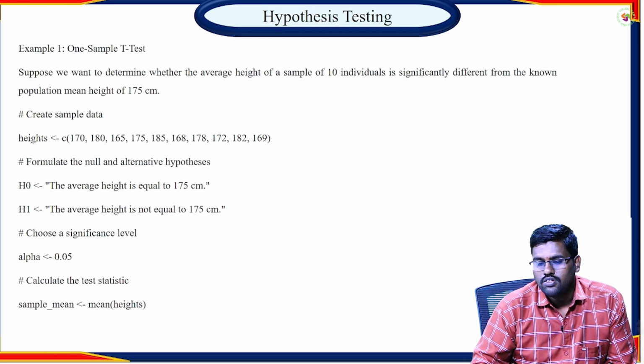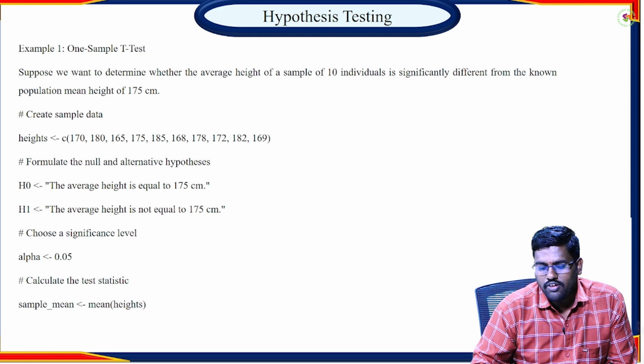I will show you. For example, I take a one sample t-test. We take sample data of heights of 10 individuals. I define the H0 value: the average height is equal to 175, and the H1 value: the average height is not equal to 175. Those are the conditions we take. The alpha value is 0.05. The sample mean is the mean of height: 170 plus 180 plus 165 plus 175 plus 185 plus 168 plus 178 plus 172 plus 182 plus 169 divided by 10.